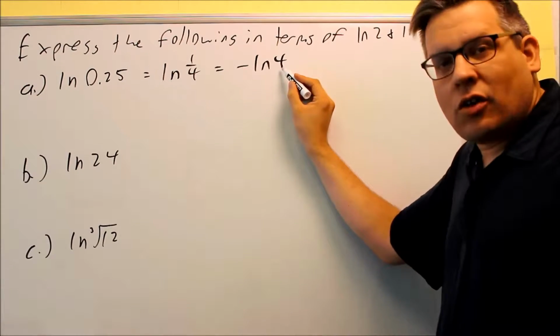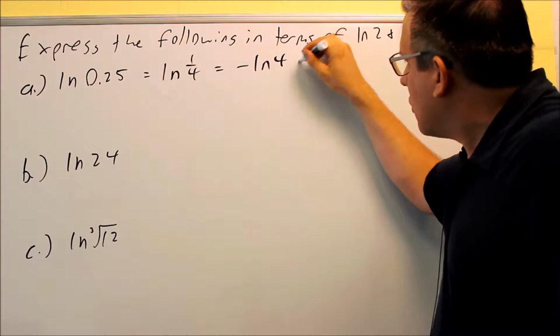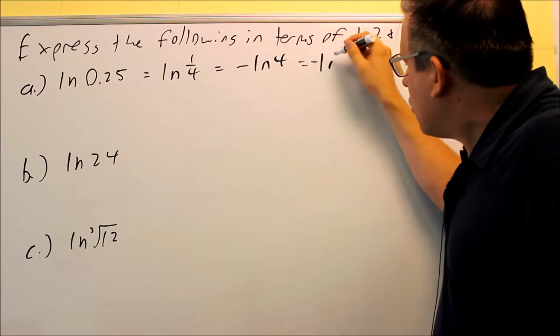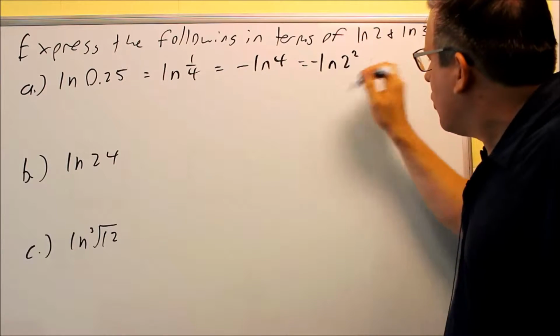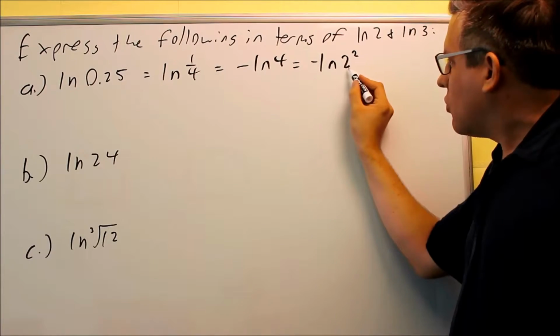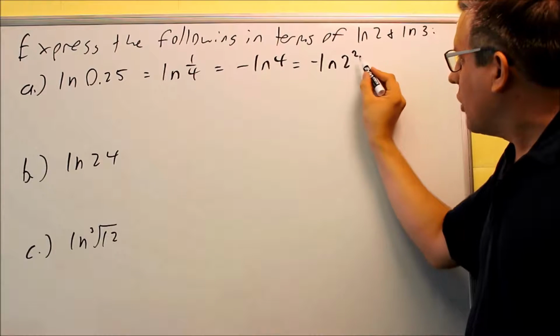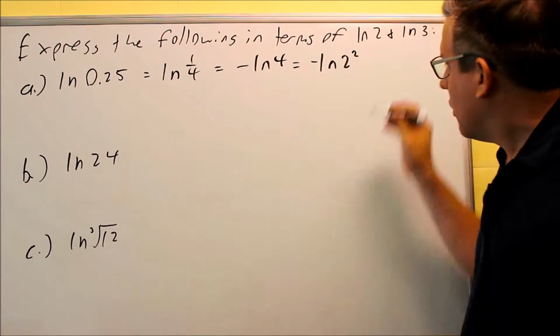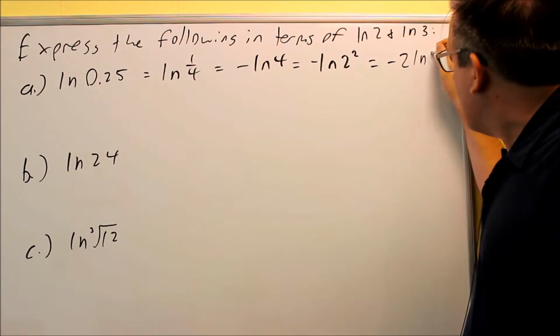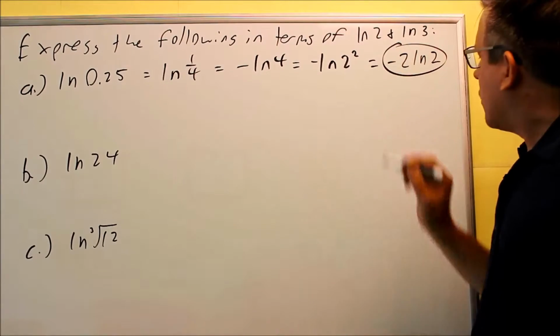Okay, so I have negative ln of 4. Now that's not in terms of ln 2, so I need to change this. So I'm going to change the 4 into 2 squared. So the negative sign's got to still be there, so I'm changing it into 2 squared because that way I get that ln 2. And then it's better to bring the 2 down in front. So the final answer is going to be negative 2 ln 2. That's the final answer for this one.